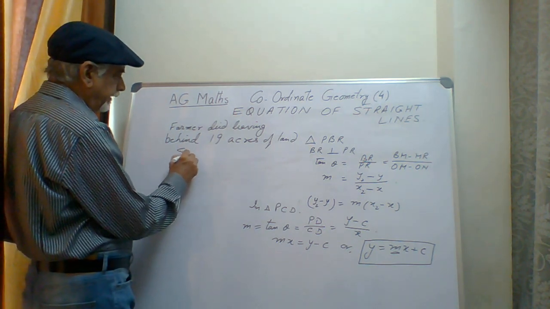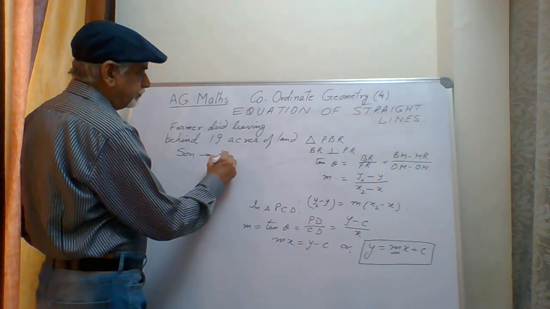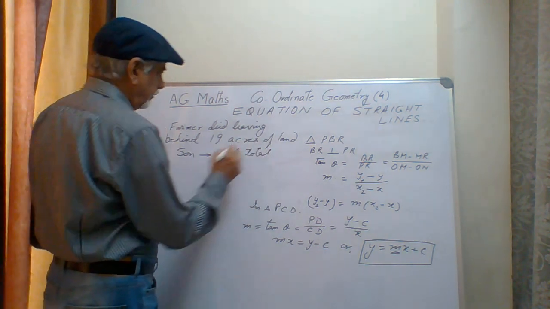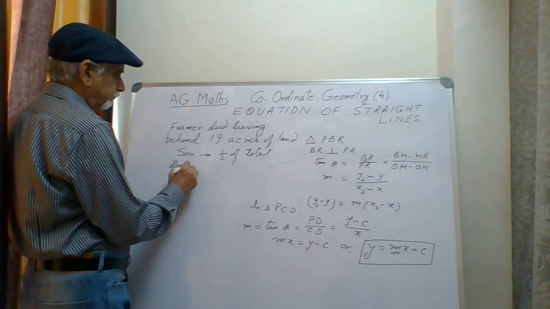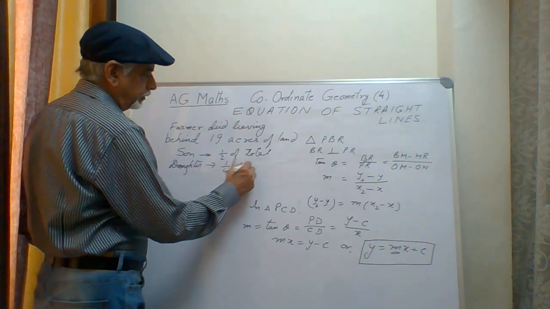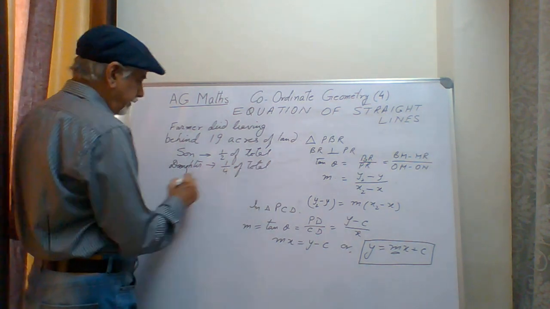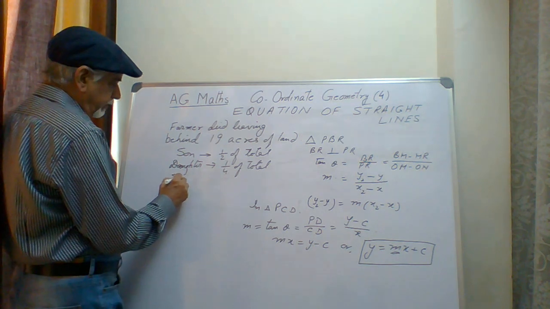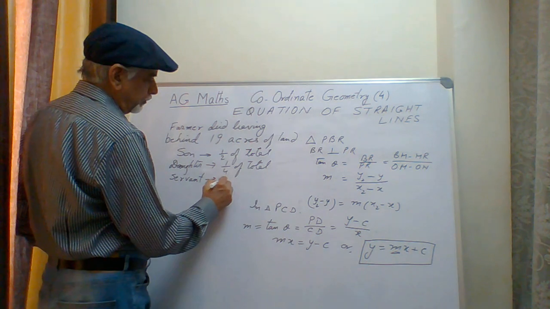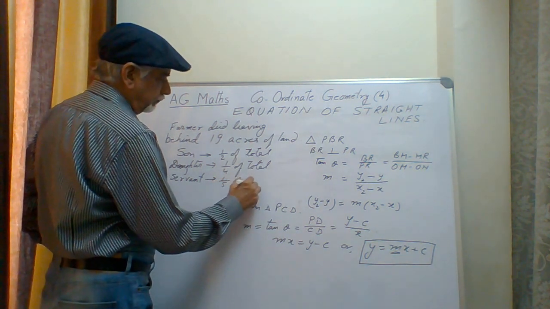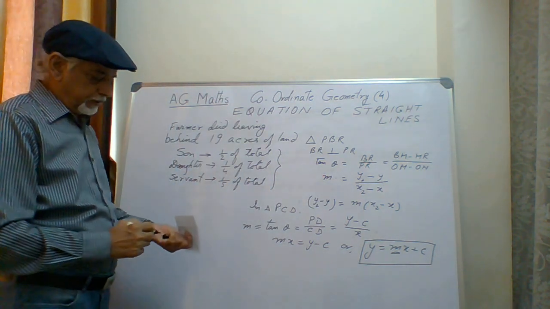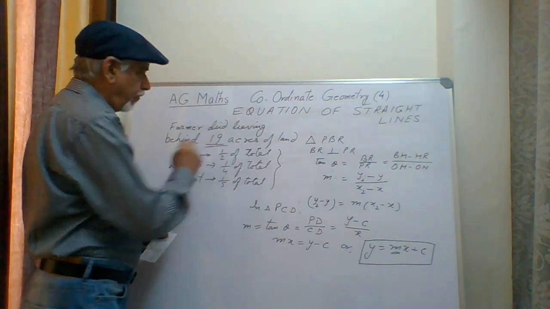His son should get half of the total. The daughter should get 1/4 of the total land, and a very faithful servant who was at his service throughout his life should get 1/5 of the total. This was the distribution to be done for the land which is 19 acres.